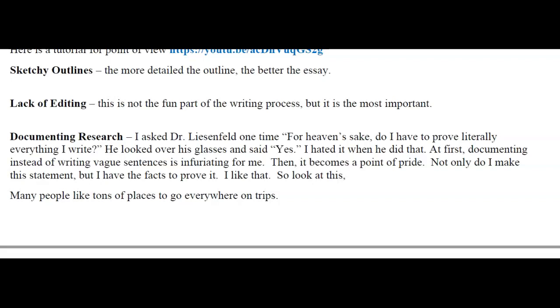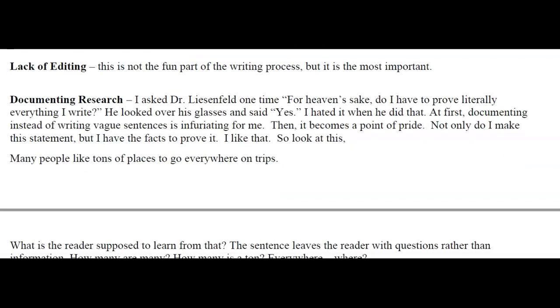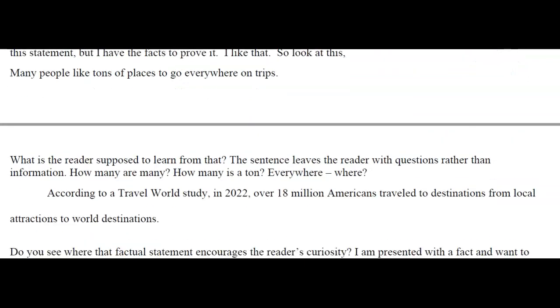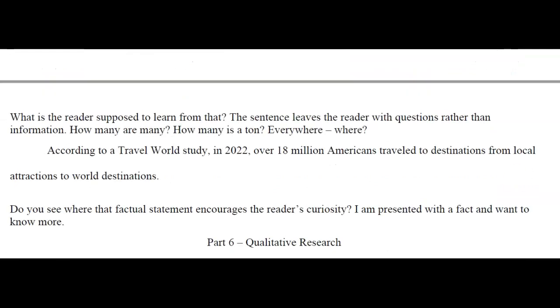This is the only brain I have to work with, so I have to do the things I need to do to discipline myself. So if I'm writing a persuasive essay, and I write "many people like tons of places to go everywhere on trips," as the reader, are you not just confused by that? How many people? What? Tons? How many? I don't even know. But let's say I started like this: according to a travel world study in 2022, over 18 million Americans traveled to destinations from local attractions to world destinations. I don't like destinations repeated, so I'm going to have to edit that. But do you see what I mean?